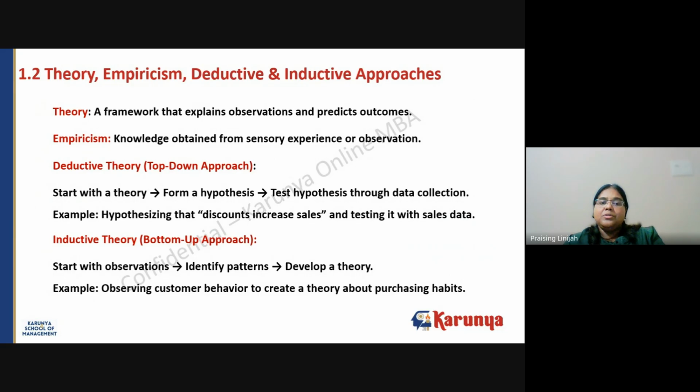Another major approach in business research is the deductive and inductive approach. In other terms, top down or bottom up approach. In the deductive approach, you start with a theory, form a hypothesis, and test the hypothesis through data collection. Whereas the inductive approach, which is a bottom up approach, starts with observations, identifies patterns, and then develops a theory.